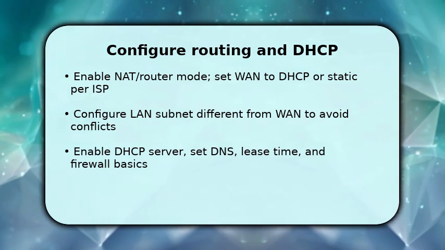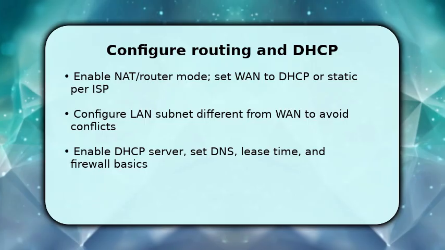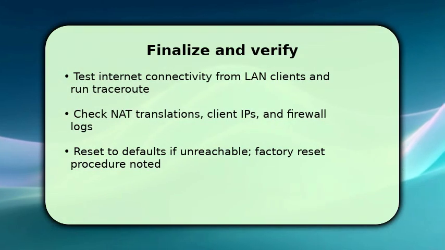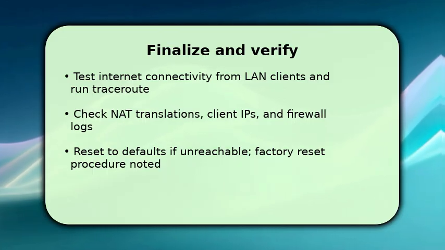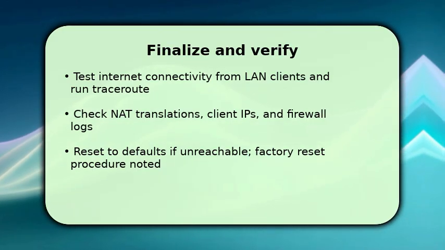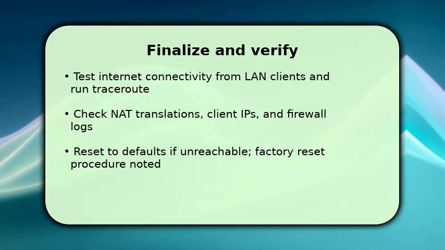To finish, reconnect a client and verify it receives a LAN IP and can reach the internet. Run a traceroute to confirm traffic flows through the AP. Check NAT tables and client leases in the admin UI, and review firewall logs for dropped packets that indicate misconfigured rules.